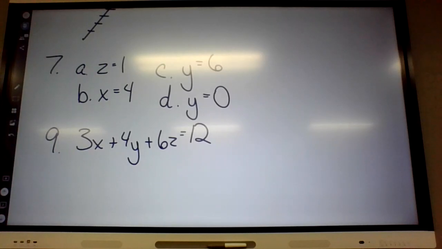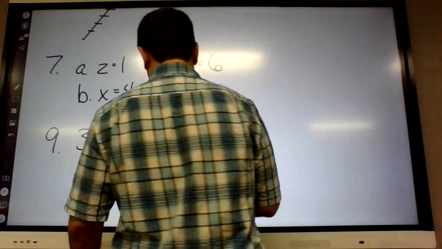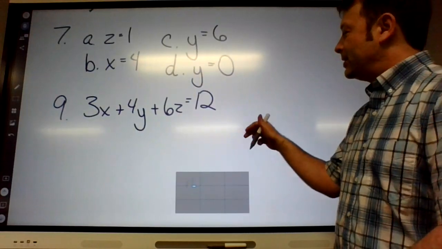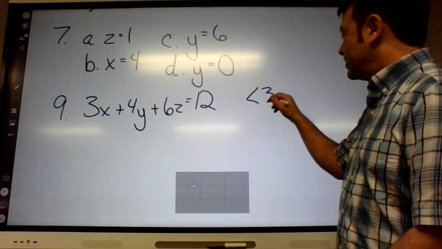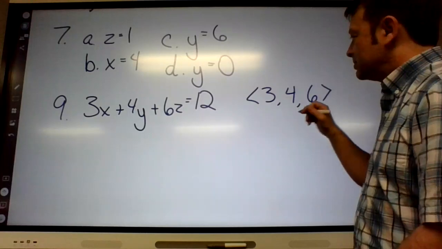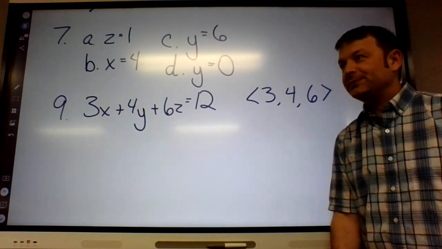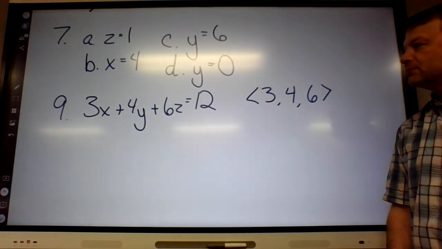Okay, this next section is kind of easy. Find a vector perpendicular to the plane whose equation is given. It turns out that the vector that's perpendicular to the plane on number 9 would just be 3, 4, 6. So it just uses the coefficients for x, y, and z. That doesn't sound too bad, because you just write out the numbers.